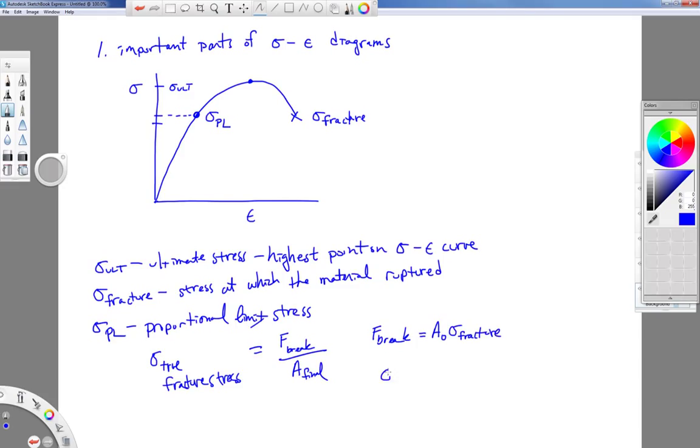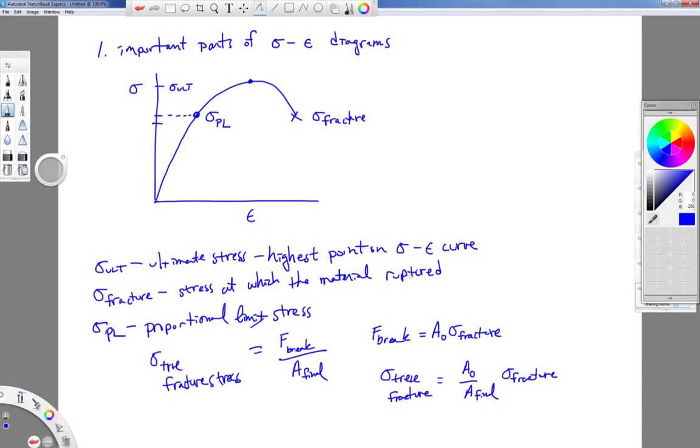So the true fracture stress can be found by taking the original cross-sectional area divided by the final cross-sectional area multiplied by the engineering fracture stress. And the true fracture stress is a quantity that is sometimes used in fatigue calculations and other purposes.